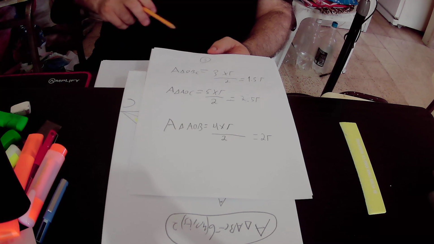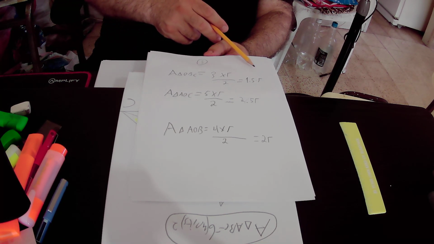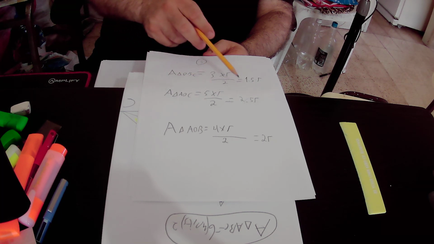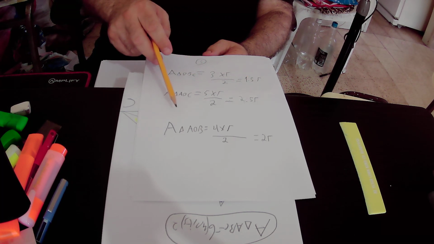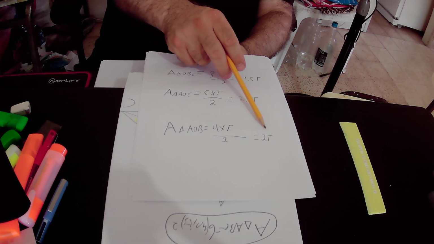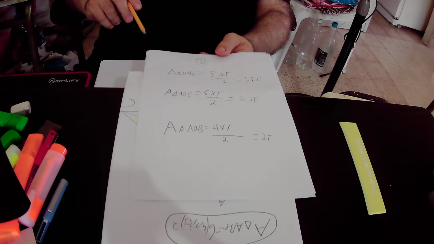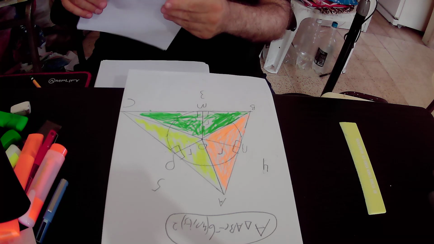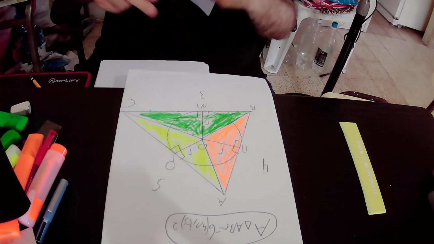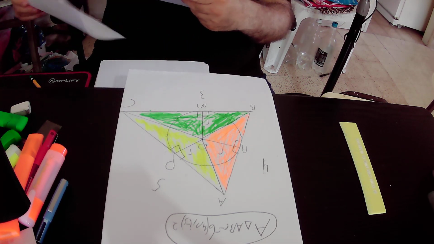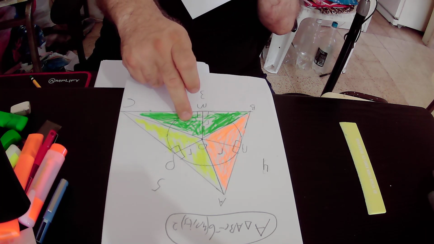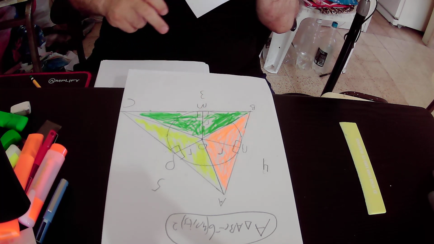So the area of the green triangle equals 1.5 times the radius. The area of the yellow triangle equals 2.5 times the radius, and the area of the orange triangle equals 2 times the radius of the circle. And we can also say that the area of the big triangle ABC equals the sum of the areas of the yellow triangle plus the area of the green triangle plus the area of the orange triangle.